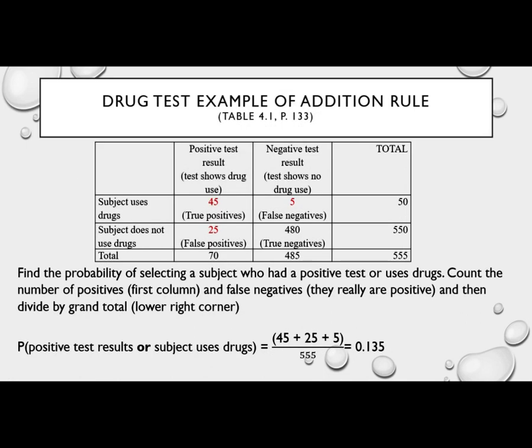Okay, so let's look at the drug test example on page 133. It says, find the probability of selecting a subject who had a positive test or uses drugs. Count the number of positives in the first column and the false negatives that really are positive, and then divide by the grand total. So these are the guys that had positive tests, and then these guys actually had a positive test, but they were falsely labeled as negative. So we have 45 plus 25 plus 5 over the grand total, which is here, 555, which is 0.13.